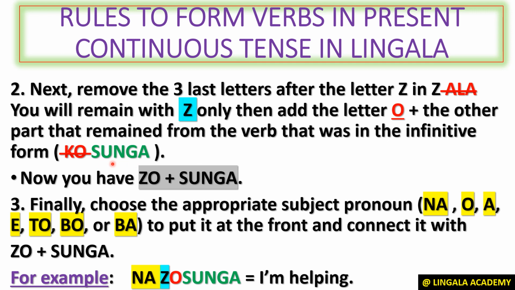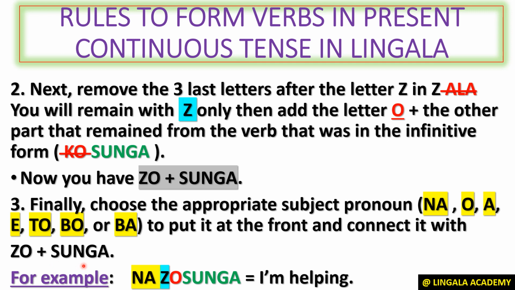Sunga here. Now you have zo because you added O. You will have zo plus sunga. Finally, you need to choose the appropriate subject pronoun. Like I said, na for I, o for you, a, e, to, bo, and ba. Then put this at the front and connected with zo and sunga.